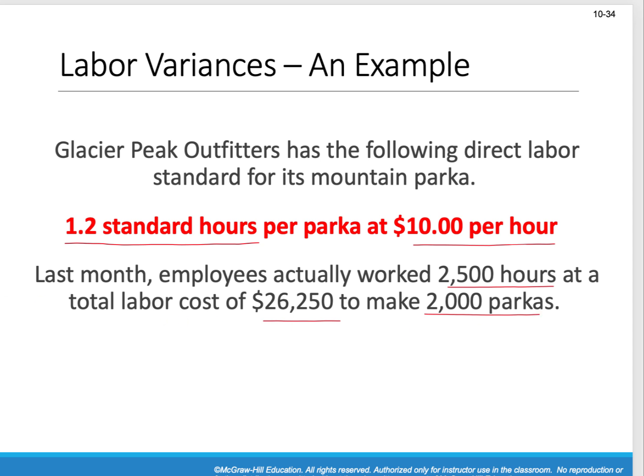So we have to figure out, is there a rate variance or is there an efficiency variance? Another way to look at it, if you don't like the words rate and efficiency, is there a price variance on what we paid our workers? Is there a quantity variance on the amount of hours that we gave those direct labor people?